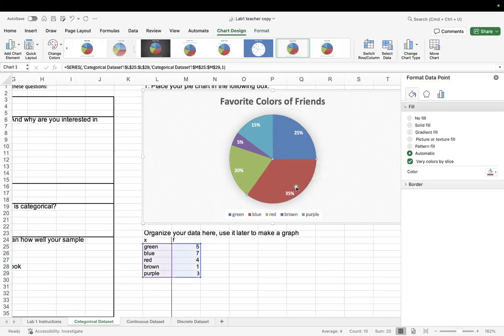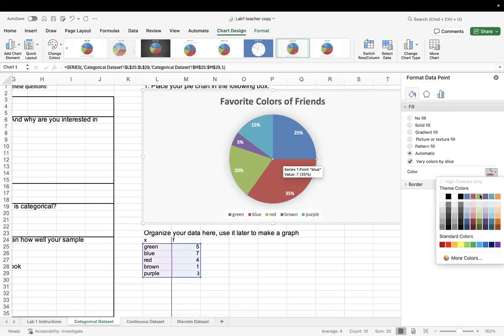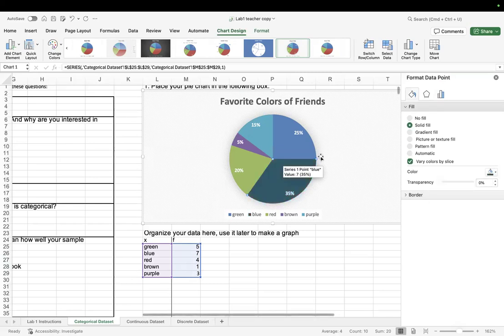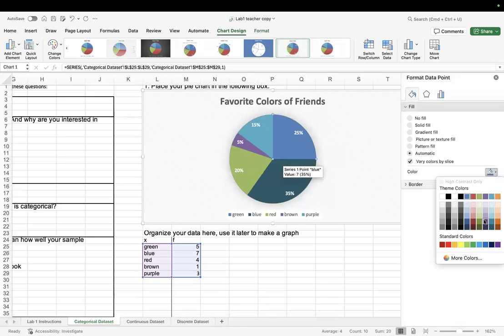So this one right here, it's red right now. I want it to be blue. This one right here, this one should be purple. I'm going to change it to purple.